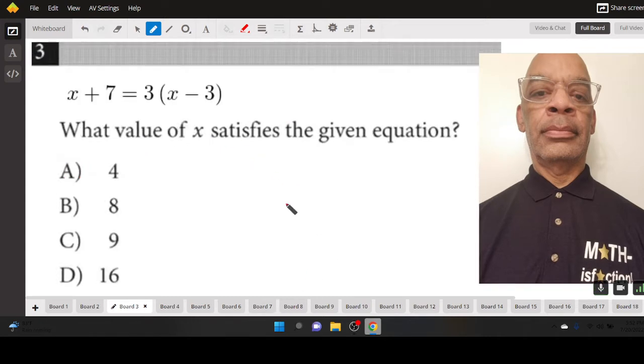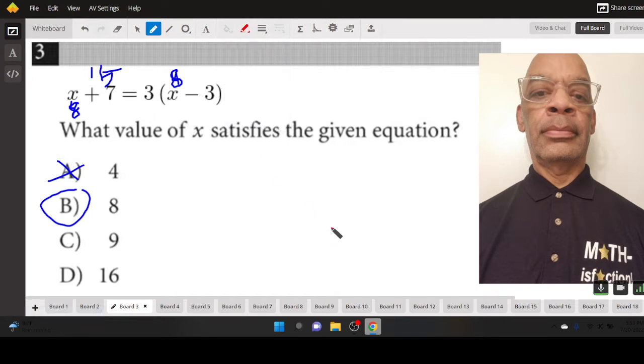Number 3. What value of x satisfies the given equation? With an equation, I'm going to plug in the answer choices, plug in a 4. 4 plus 7, 11. That is equal 4 minus 3, which is 1 times 3. No. Plug in an 8. 8 plus 7 is now 15. 8 here. 8 minus 3 is 5, times 3 is 15. That one is good to go.